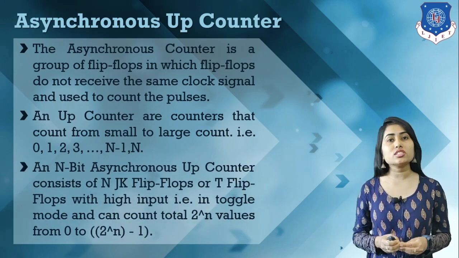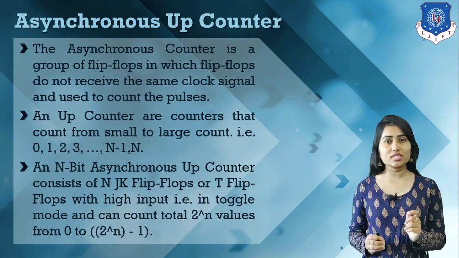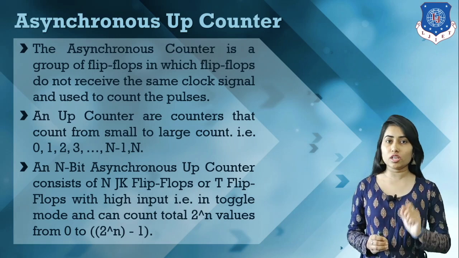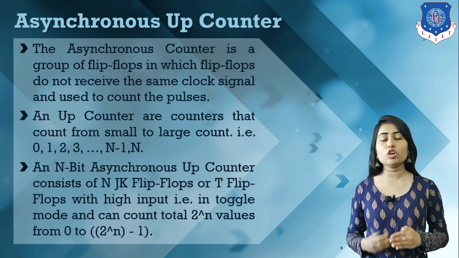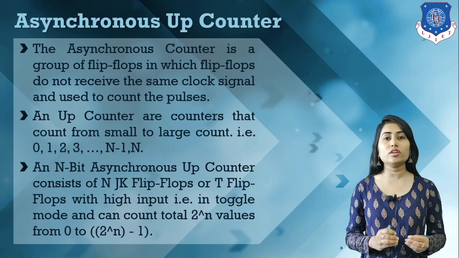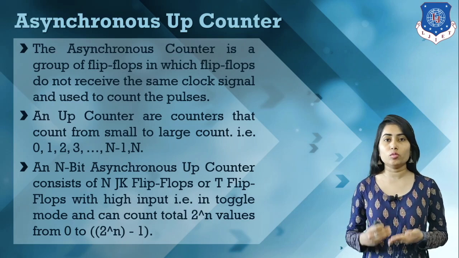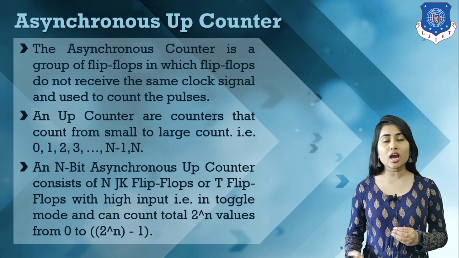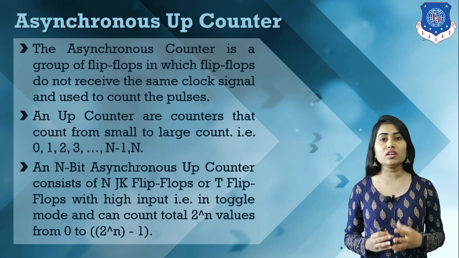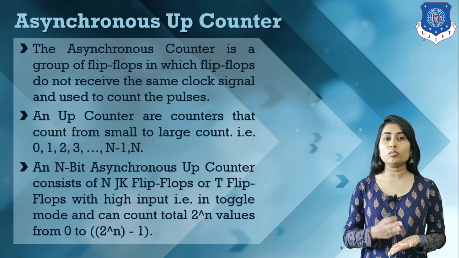This asynchronous up counter consists of a total of n flip-flops. If we want to design an n-bit asynchronous up counter, we have to use n flip-flops, either JK flip-flop or T flip-flop. Why only JK or T? Because both flip-flops have input 1, and with this input 1 we have a toggle mode. In an asynchronous counter, the flip-flop must be enabled in toggle mode. That's why we use JK or T flip-flops with input high, that means input 1, in toggle mode.